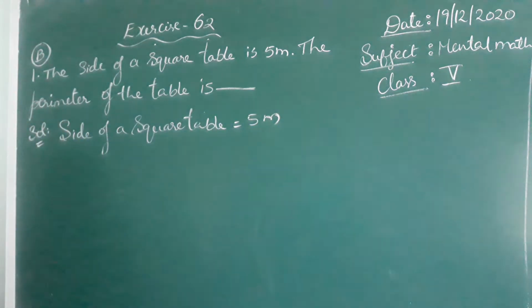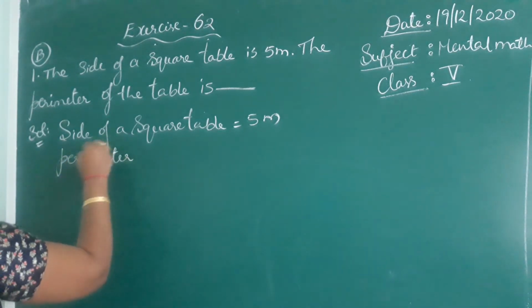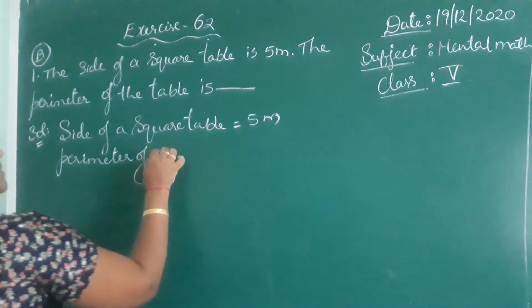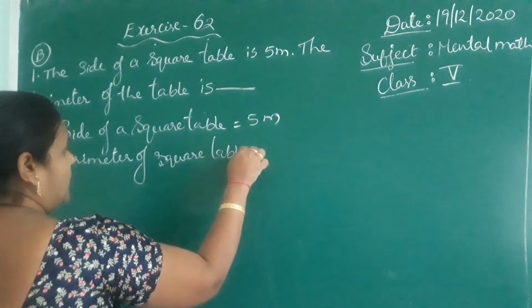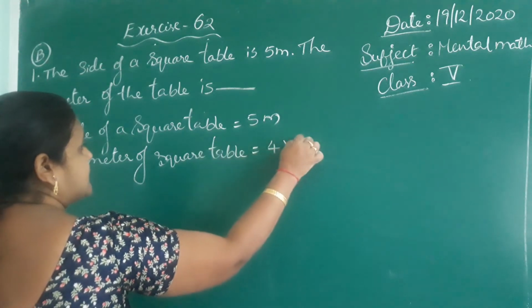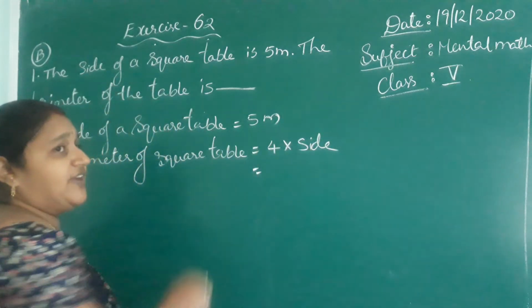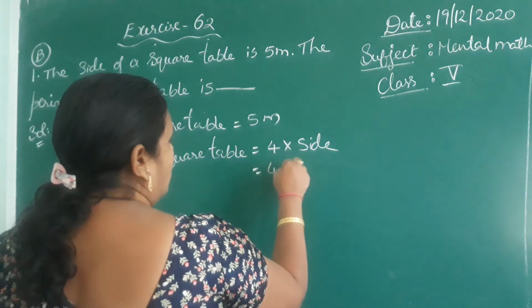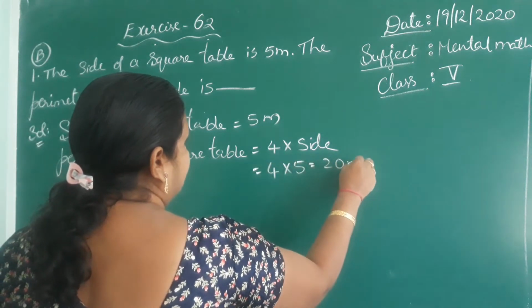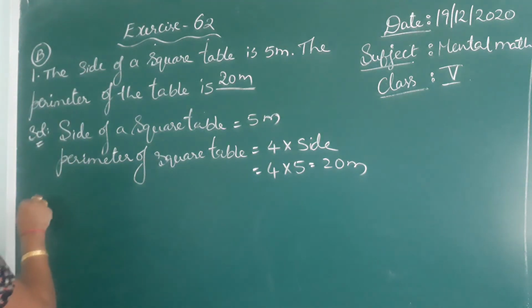Here they are asking us to find the perimeter of the square table. What is the formula for the perimeter of a square? 4 into S, 4 into side. The given side is 5 meters. So 4 into side means 4 into 5. What is 4 into 5? 20 meters. See the second one, children.